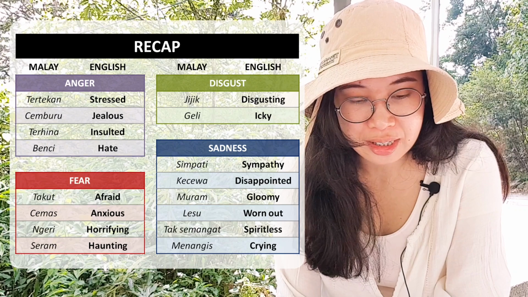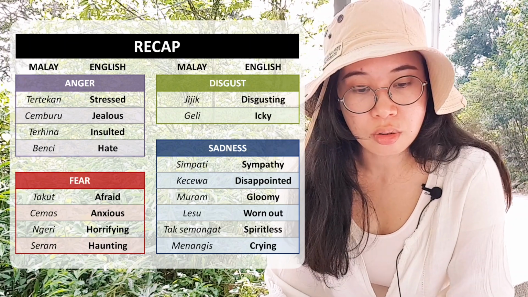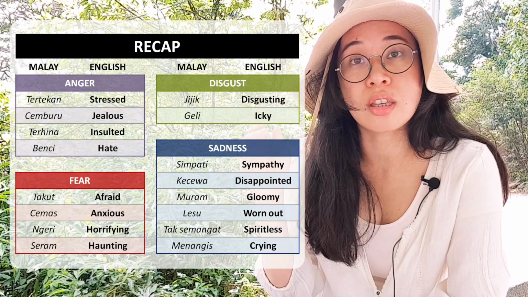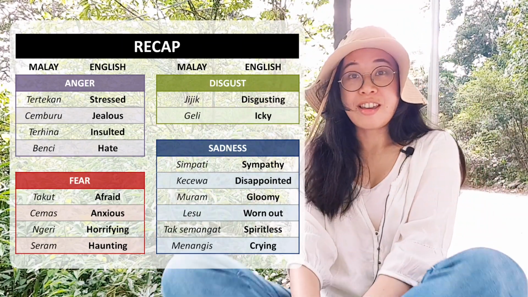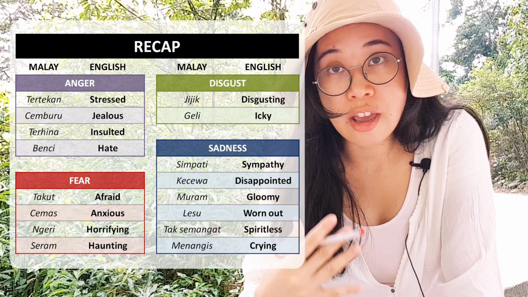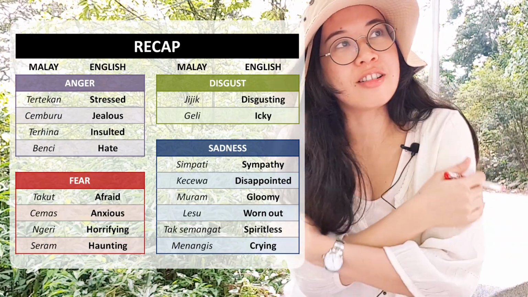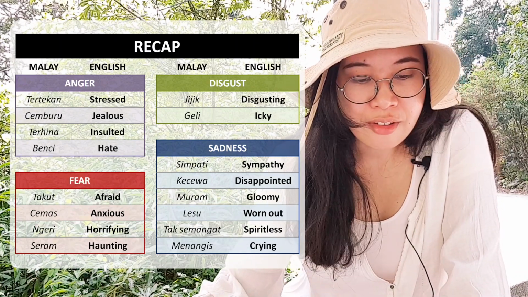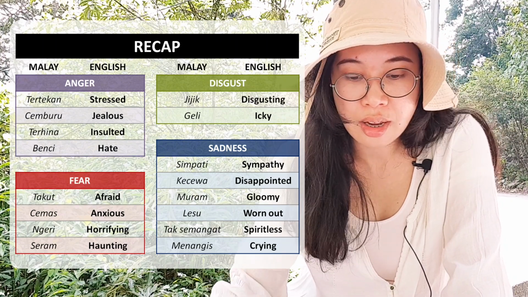And here is the recap. We have 15 words, right? Tertekan, cemburu, terhina, benci. So that's under anger, sort of. And then under disgust, you have jijik and geli, which is quite similar, except that jijik is stronger than geli. Geli is like, you go like, jijik is, you disgust me. Okay, that's jijik. And then you have under fear, takut, cemas and ngeri. Fear, anxious, horror, and seram. That was another one. Rasa seram, rasa ngeri. Yeah, they're quite similar. If there's any difference, you would already know because I would have put it in the notes. And then after that, you have sadness, which is simpati, kecewa, muram, lesu, tak semangat, and menangis.